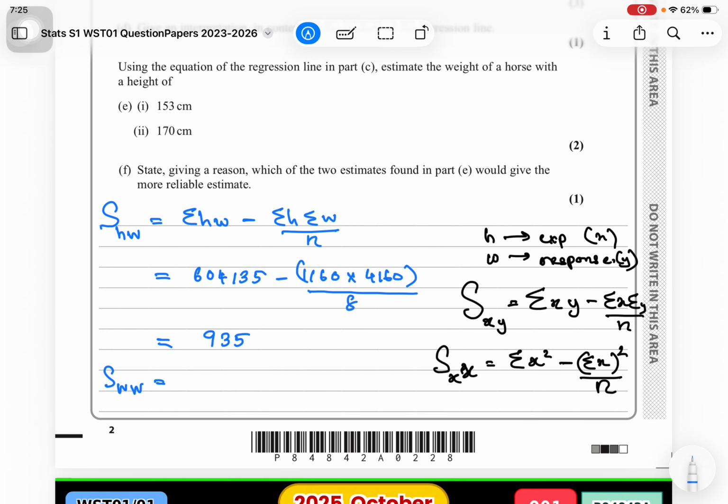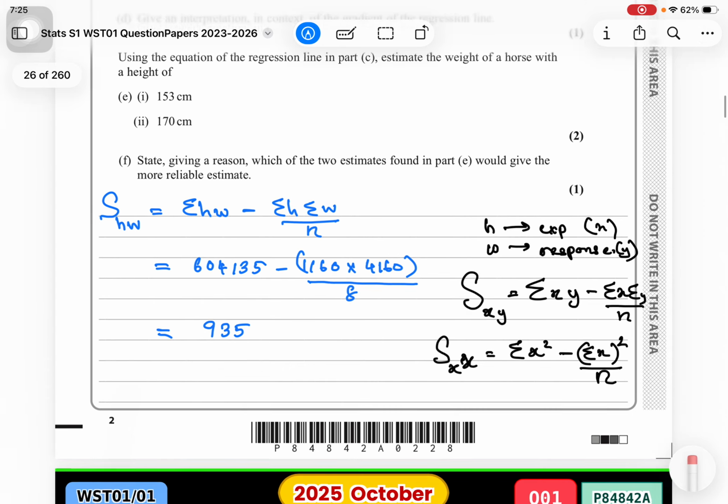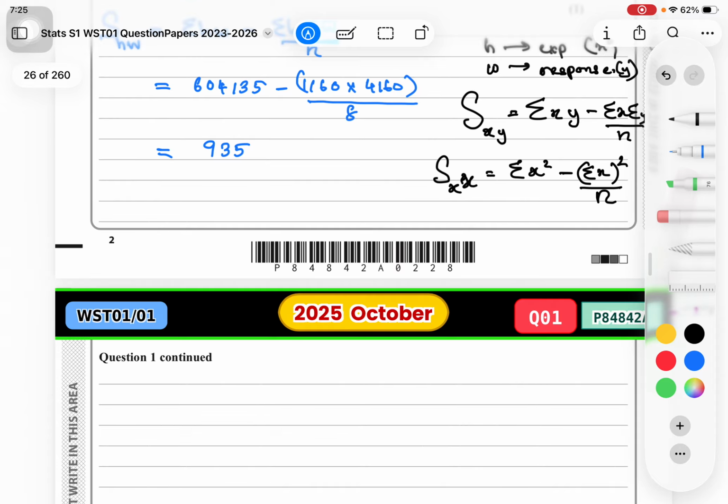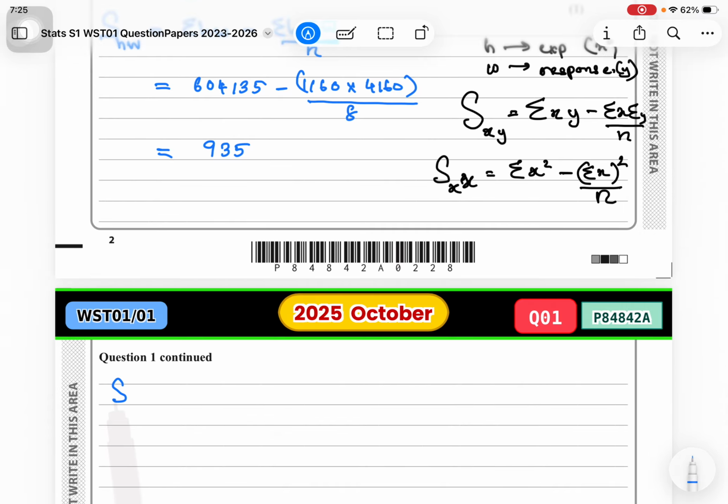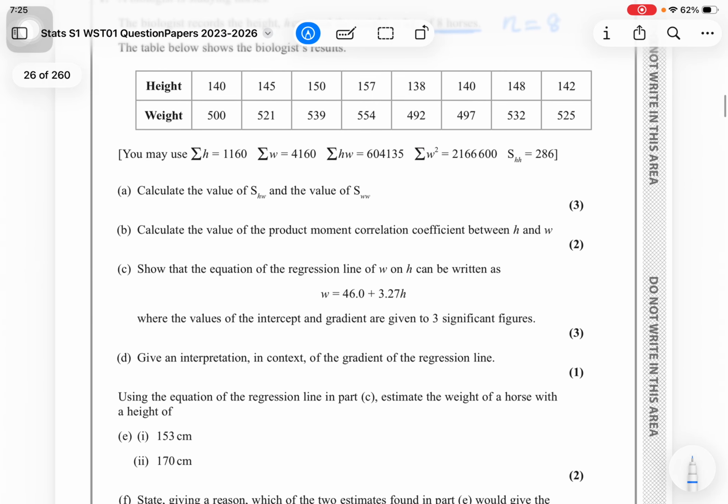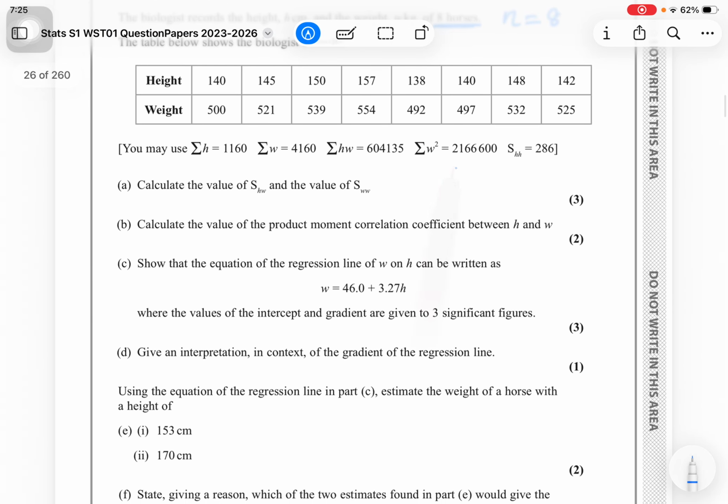SWW, that would give us, I think that's not sufficient space. So since we have enough space, let's go to the next page. SWW is going to be sigma W squared minus sigma W whole thing squared divided by n. So let's go back to the question. Yeah, we have the required variables.